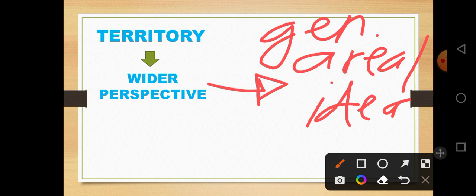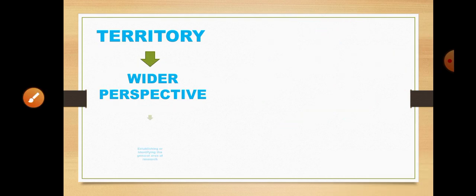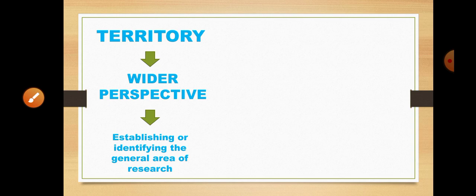Again, territory in writing the research introduction means that we have to view our research by means of a wider perspective. And to view our research in a wider perspective, we have to identify the general area or general idea of our research. So establishing a territory means that we have to establish the general idea of research. How do we do that? Let us have these examples to visualize what we mean by establishing a territory.